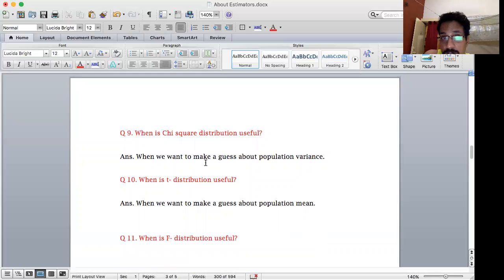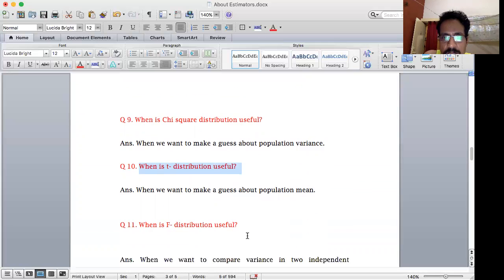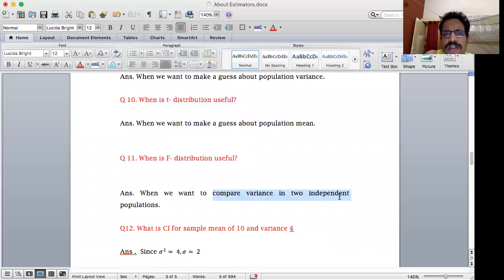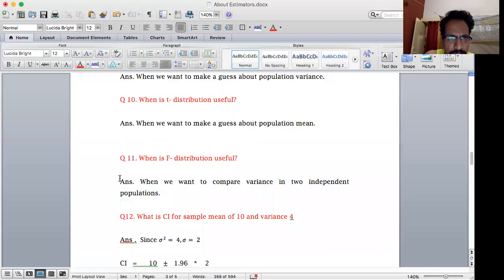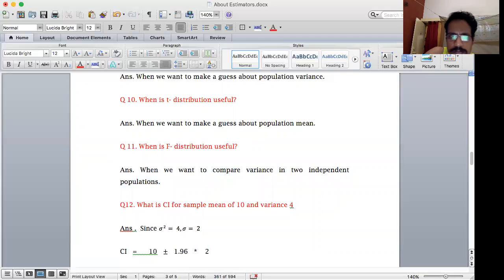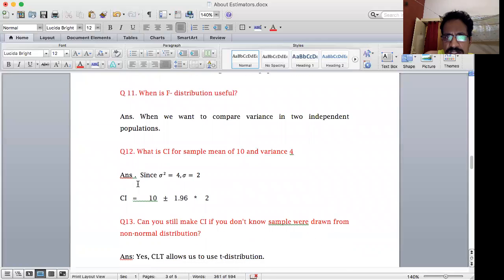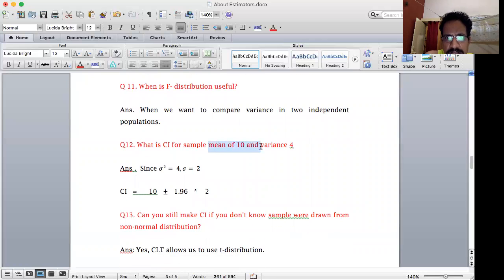When do we use chi-square distribution? When we want to make a guess about the population variance. But when we want to make a guess about the population mean, we use t distribution. And when we want to just compare the variances of two independent populations, then we use F distribution, right?